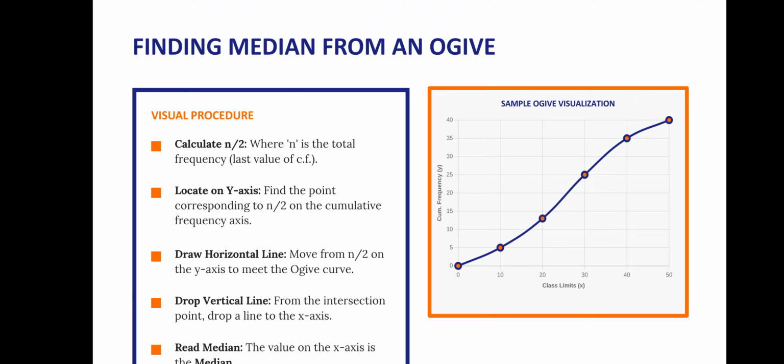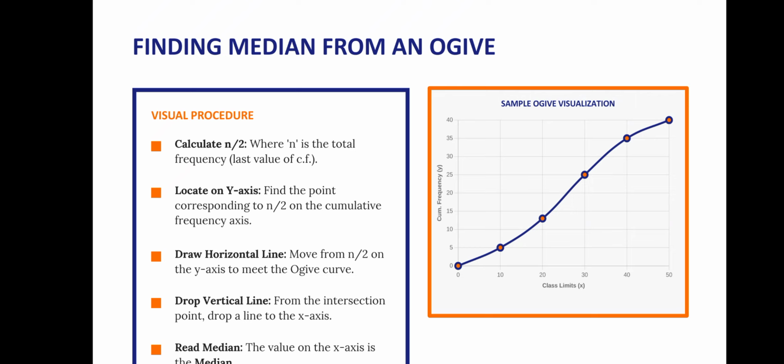Calculate n by 2 where n is the total frequency. Locate on the y-axis: find the point corresponding to n by 2 on the cumulative frequency axis. Draw a horizontal line from n by 2 on the y-axis to meet the ogive curve. Drop a vertical line from the intersection point down to the x-axis. Then we can read the median here. The value on the x-axis is the median.